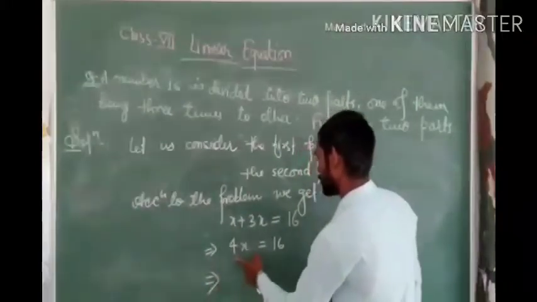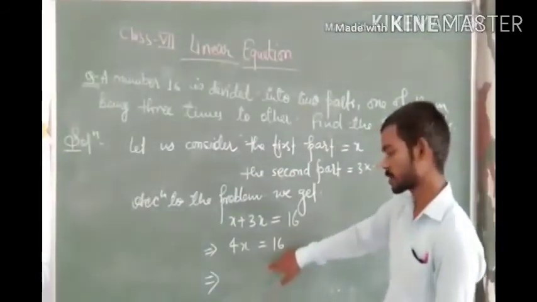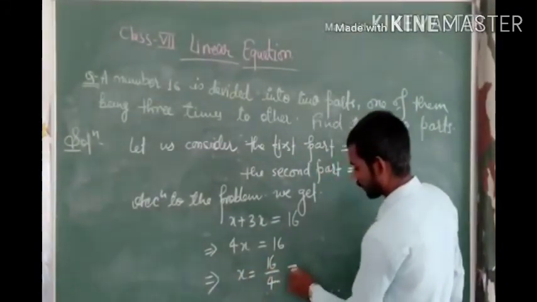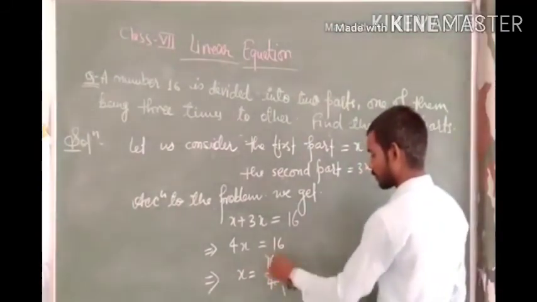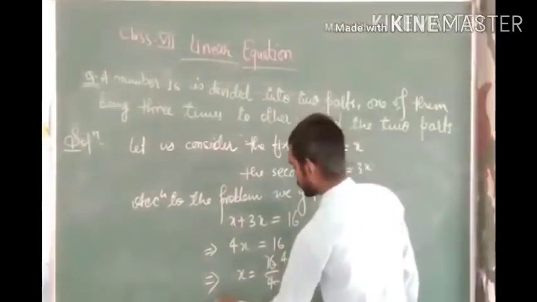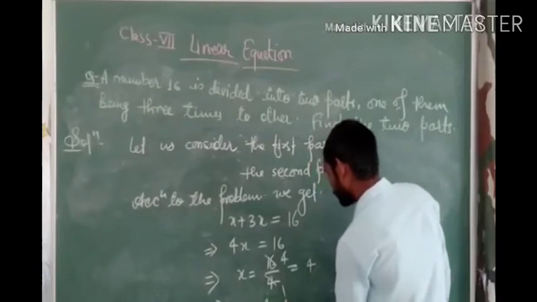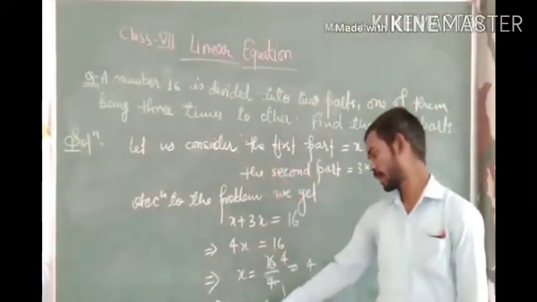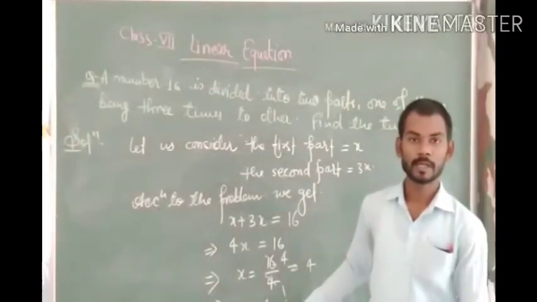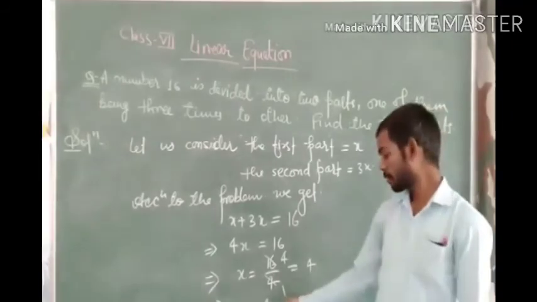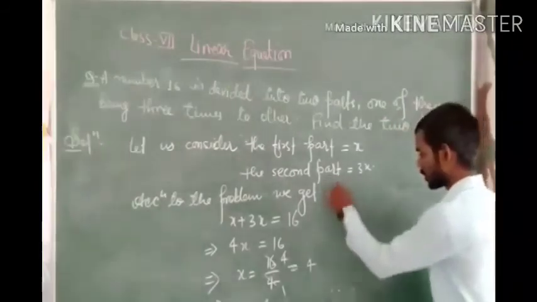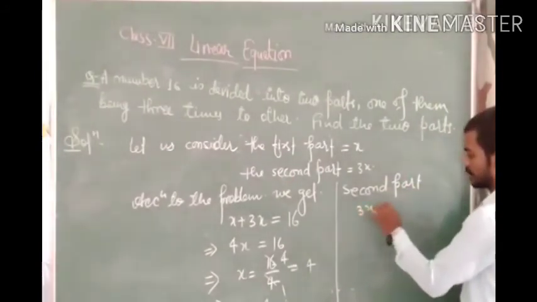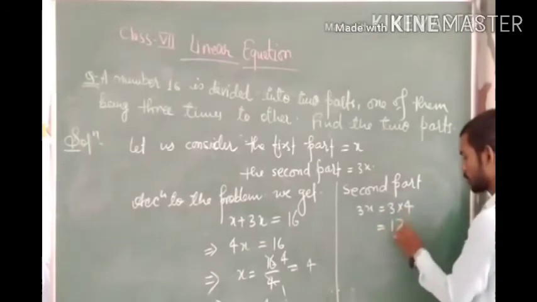This implies 4 is multiplied with x, so when it goes across the equal sign, it becomes divided. So we get x is equal to 16 upon 4, and 4 fours are 16, so x is equal to 4. Here we consider x to be the first part of 16, so the first part is 4. Then the second part is 3 times the first part. If the first part is 4, then the second part 3x is equal to 3 multiplied by 4, and this is equal to 12.